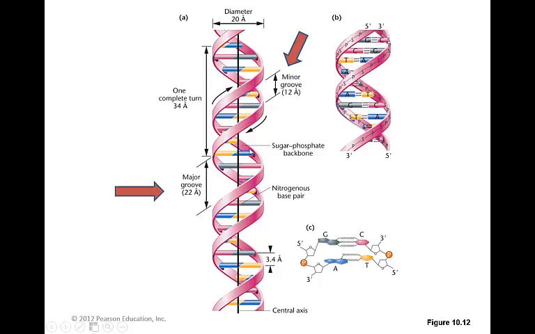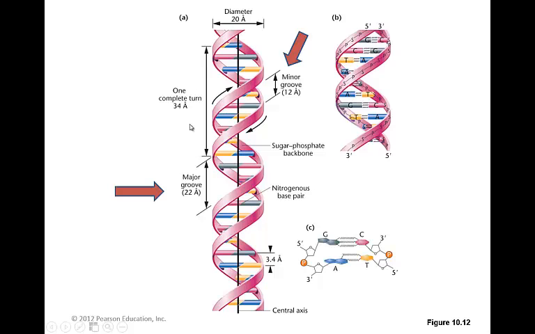You will also notice, if you look a little bit more closely, that we have what's known as a minor groove and a major groove. This double helix is not perfectly even. There is a smaller bend between them and then a larger gap between them. The major groove is 22 angstroms. The minor groove is 12 angstroms.